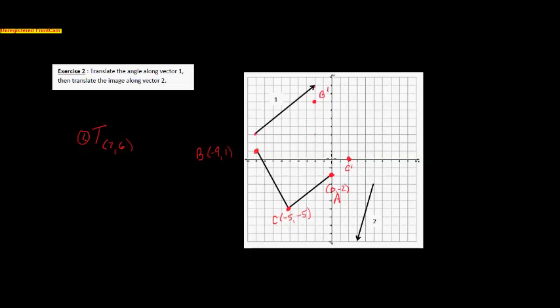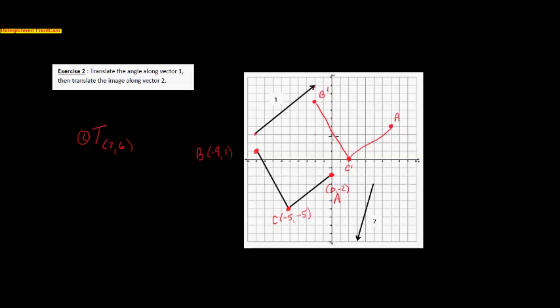And I'm going to do the same thing with the last one here. That's going to be over 7 to the right. 6, 7, and then up 6. 1, 2, 3, 4, 5, 6. Alright, and that is going to be A prime. And since it started as an angle, I'm going to connect the dots, and that is my new angle.